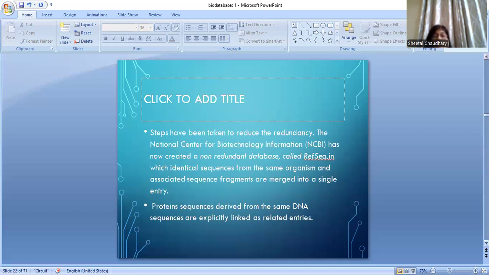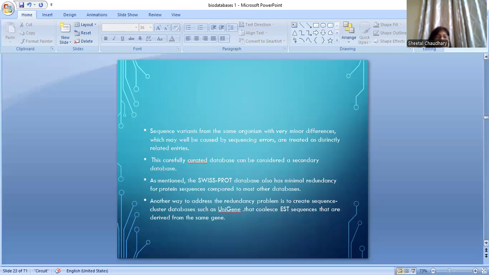Steps have been taken to reduce the redundancy. The National Center for Biotechnology Information, NCBI, has now created a non-redundant database called RefSeq, in which identical sequences from the same organism and associated sequence fragments are merged into a single entry. Protein sequences derived from the same DNA sequences are explicitly linked as related entries. Sequence variants from the same organism with very minor differences, which may well be caused by sequencing errors, are treated as distinctly related entries. This carefully curated database can be considered a secondary database.